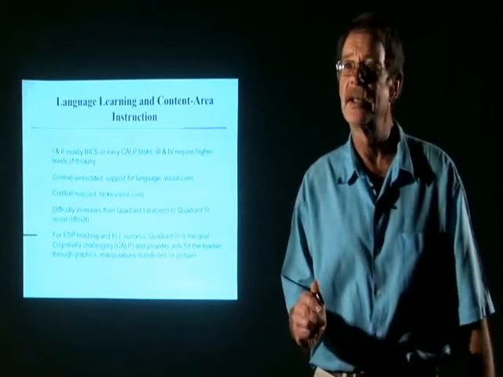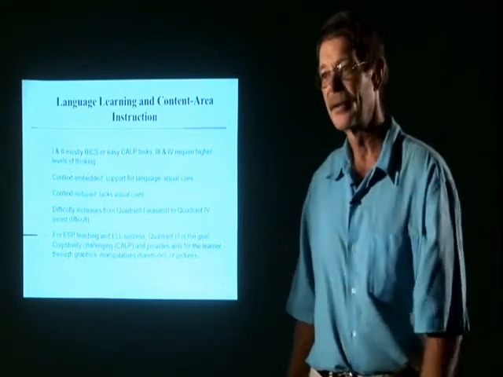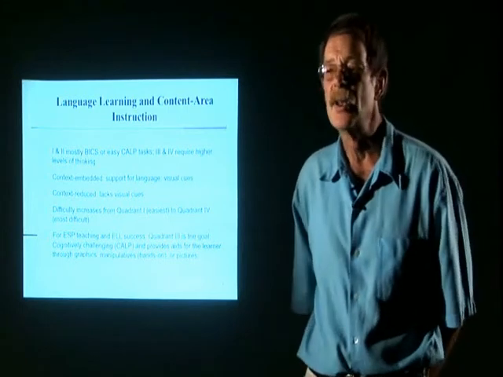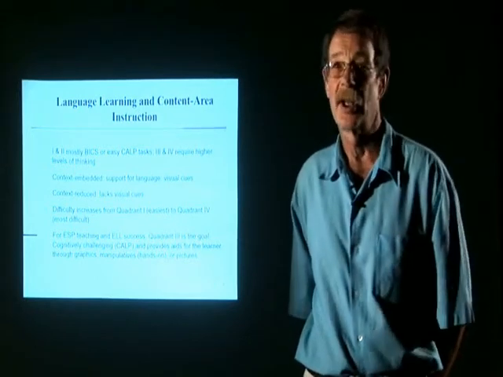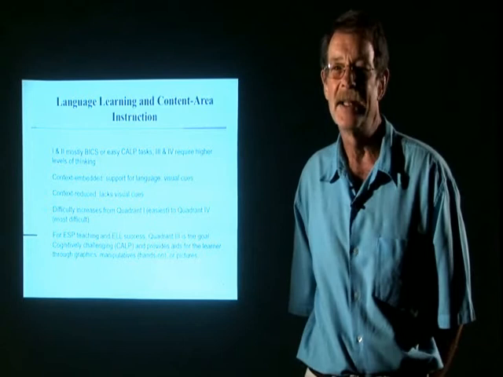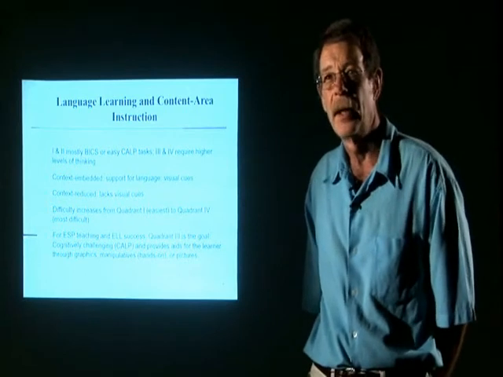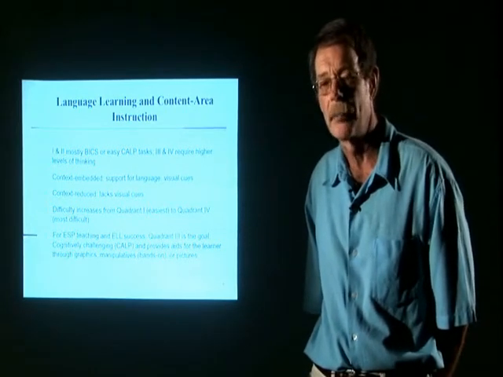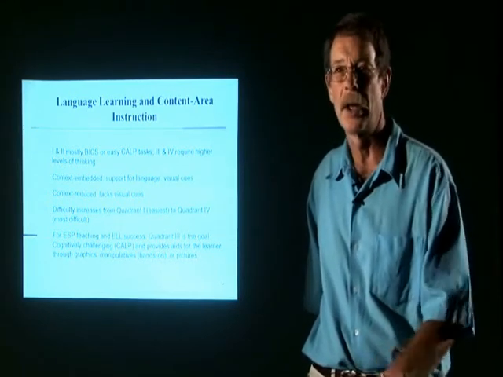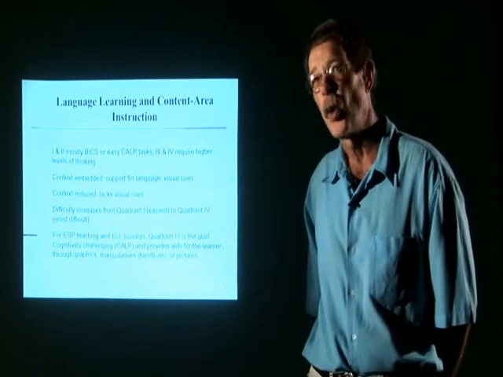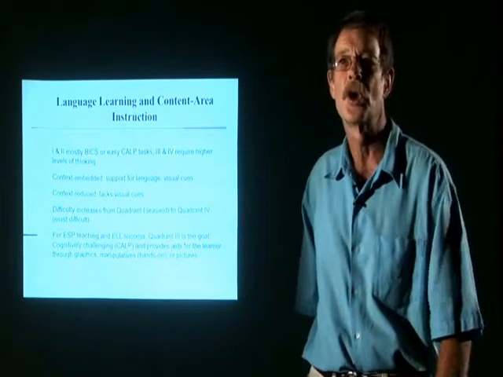Let me look at the next. Let's see if I can go to the next one. So quadrants 1 and 2 would be the easiest because quadrant 1 is BICS, and it's the easiest because we're helping students with aids, okay? And quadrant 2 would be a little harder because we're just presenting the material and there's no visual aids, no help from the teacher.